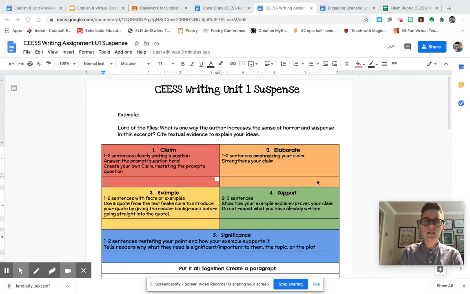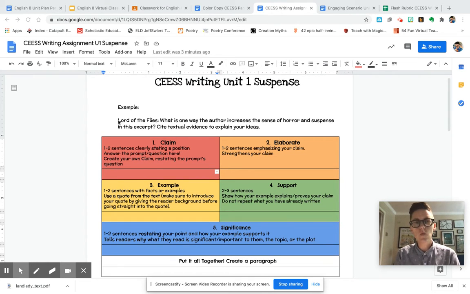Hello, eighth grade. Today you are going to be learning how to write a CEESS response. CEESS stands for claim, elaborate, example, support, and significance.